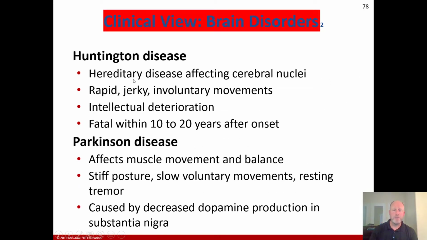Huntington's disease is a hereditary disease that affects the cerebral nuclei, causing rapid, jerky, involuntary movements and intellectual deterioration. It's fatal within 10 to 20 years after onset. Parkinson's disease affects muscle movement and balance, with stiff posture, slow voluntary movements, and resting tremors. It's caused by decreased dopamine production in the substantia nigra.